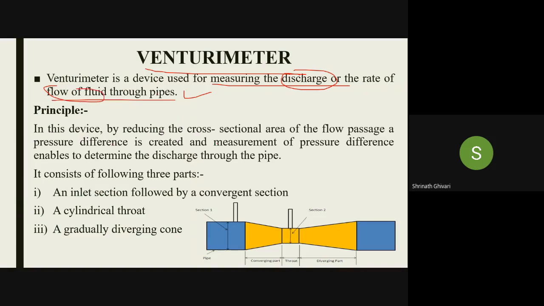In this device we have a reduced cross-sectional area of the flow passage. A pressure difference is created between those two, and the measurement of pressure difference enables us to determine the discharge through the pipe. Here we have two different cross-sectional areas: one is the throat, and the other is the inlet of the pipe. We measure the pressure difference across this reduction in the flow section area, and we determine the discharge flowing through the pipe.